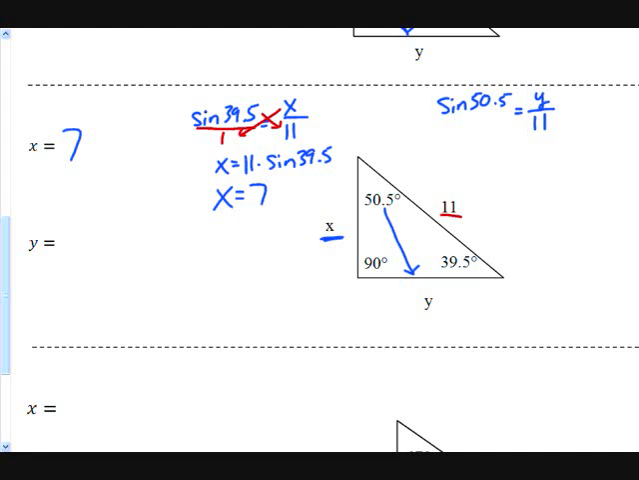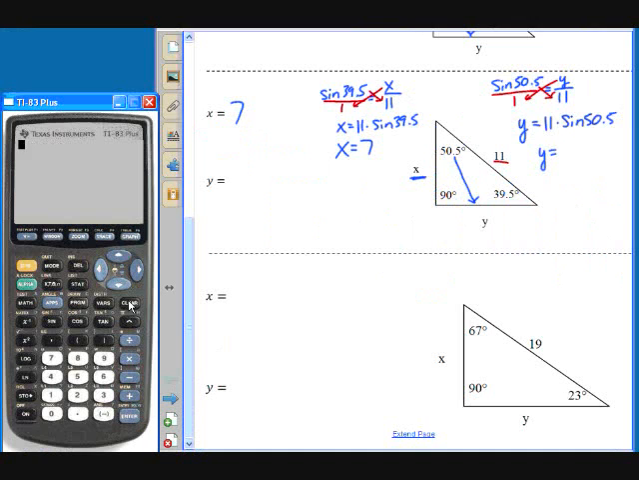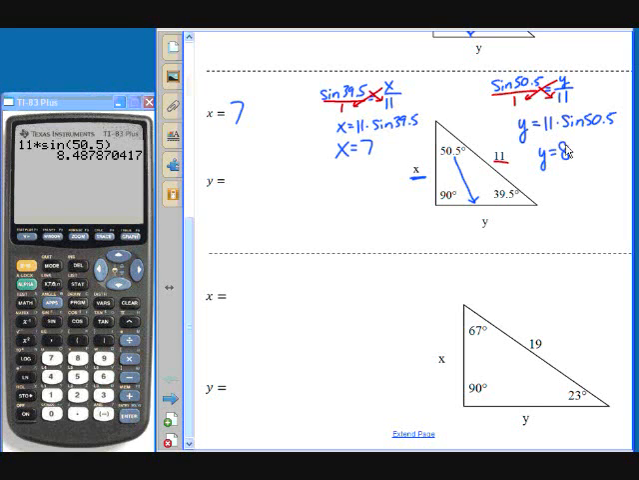And now once again, I'm going to cross multiply. This is like over 1. So I cross multiply, y times 1 is y. The sine of 50.5 times 11, I just have to multiply 11 times the sine of 50.5. And again, this is just a job for my calculator, so I'm going to plug this in. So it's 11 times the sine of 50.5. And I get 8.5. I'm going to round this to 8.5. And that's it. That's all there is to it.